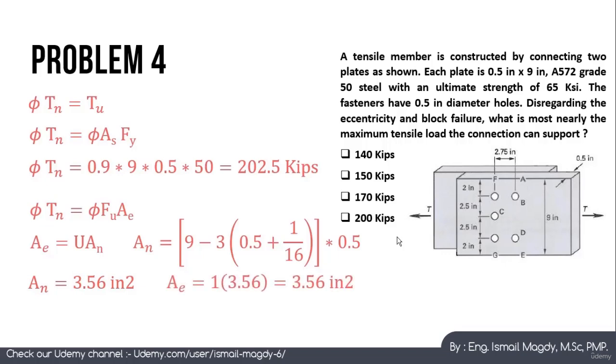This means that area effective equals 1 multiplied by the same. It is going to be the same, 3.56. So the phi Tn equals 0.75, which is the phi for the rupture, multiplied by 65, because this is F ultimate, multiplied by 3.56, which is the area net, which is going to equal 173.6 kips. Of course, we are going to choose the lower value, because this is the value of failure at yielding, and this is the value of failure at rupture. So the section is governed by the lower value, which is 173.6.